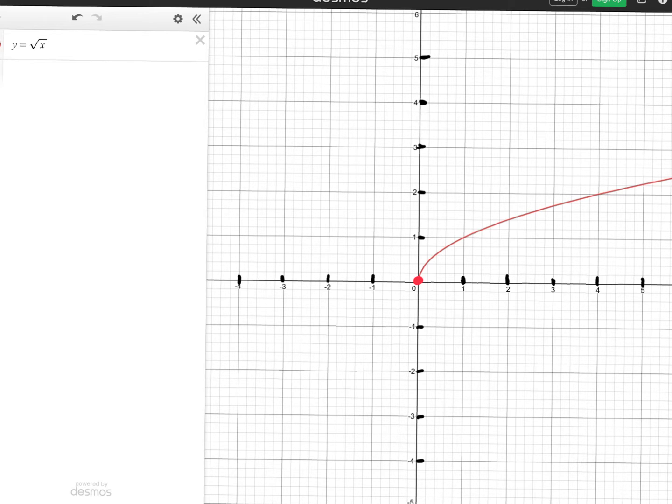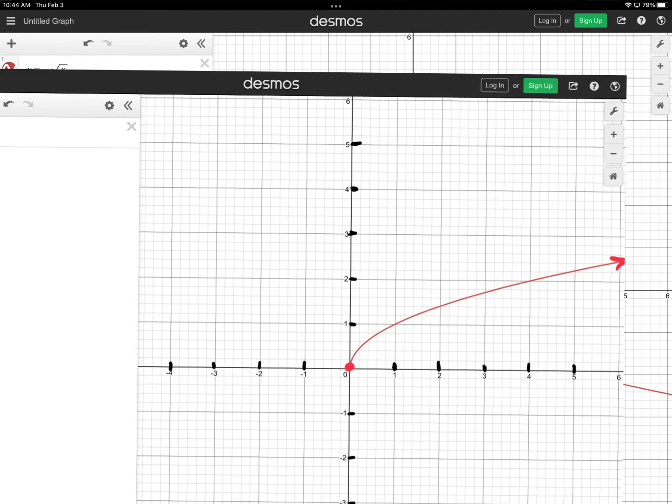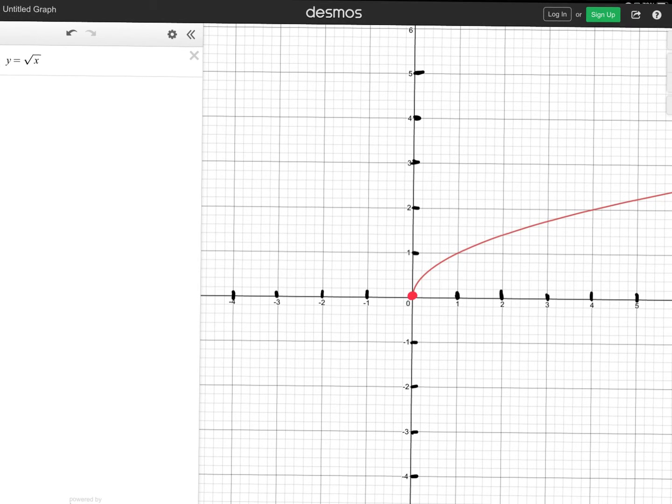What I want to do now is for you guys to put a negative right in front of that square root of x. Put a negative in front of the square root and see what happens. So that's what you should see right there. When you type in that negative in front, it reflects over the x-axis. What used to be up here now got reflected on the x-axis. So it's opening down now, okay? So you know what? Let's go back to the original parent graph. Go back to the y equals square root of x.